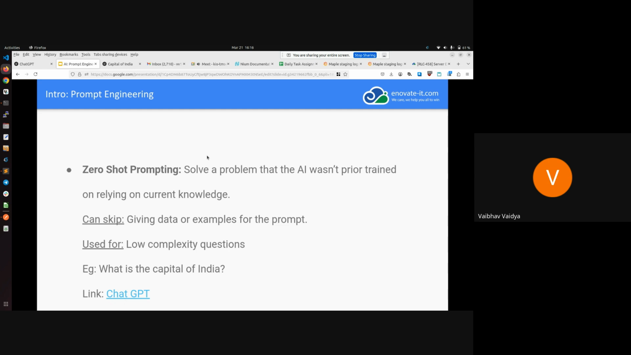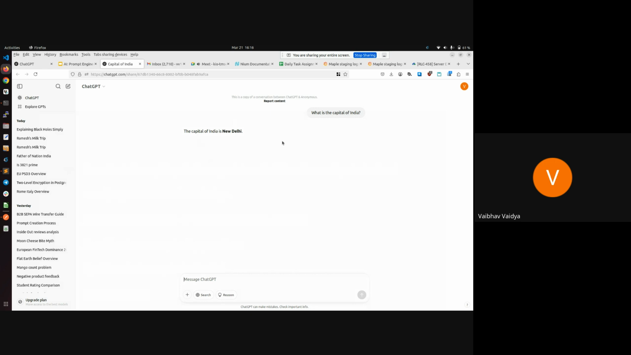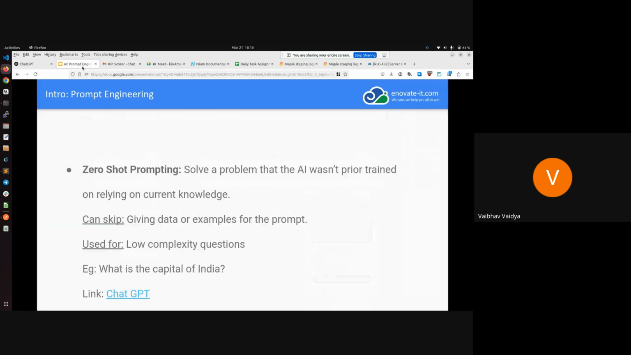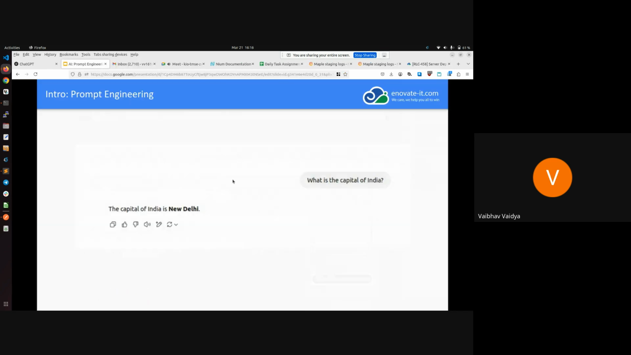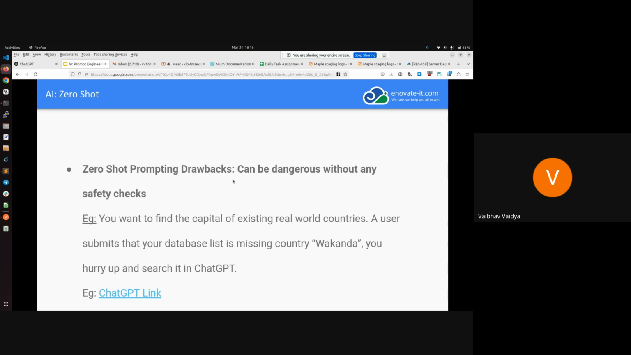What you can skip in this is giving data. You can skip giving examples. So this is for low complexity questions. The capital of India, according to me, is a low complexity question. We got the answer: the capital of India is New Delhi. Simple enough. Now, zero-shot prompting can also have drawbacks.